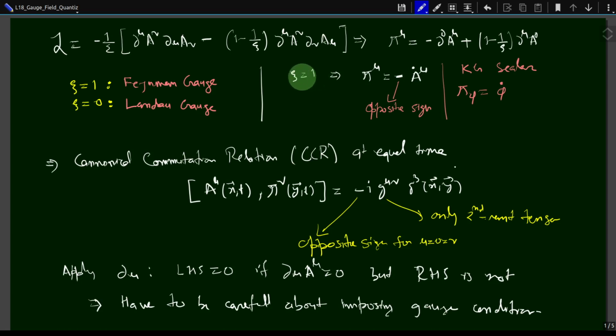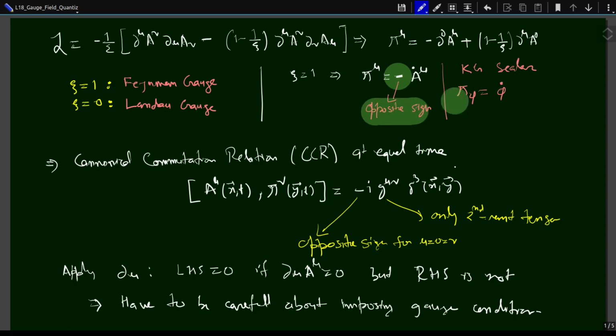So now if I choose ξ equal to 1, which is the Feynman gauge, and most of the computations in this lecture we will do for ξ equal to 1. When ξ equal to 1, the second piece over here disappears, and we only have this piece which is written over here. So my π^μ is minus ȧ^μ.